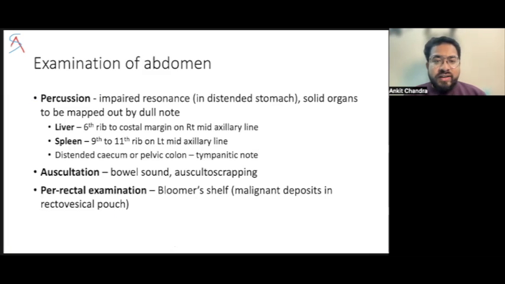Definitely you have to do percussion next. On the solid organs, palpate for liver, palpate for spleen, palpate for any pelvic colon or thing. Auscultate for the bowel sounds.